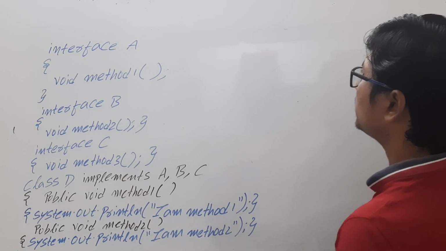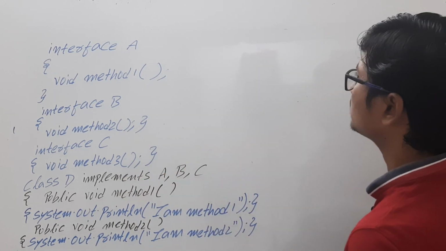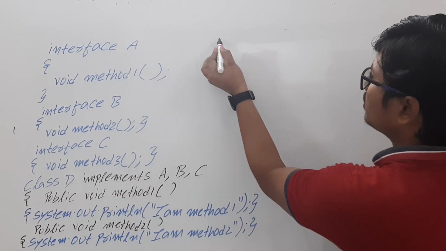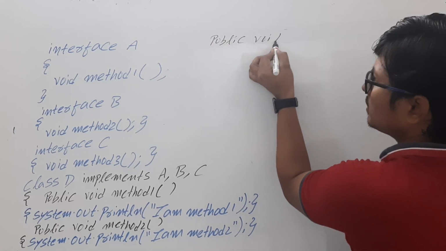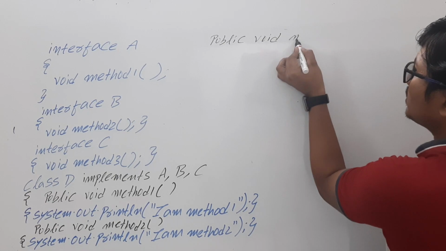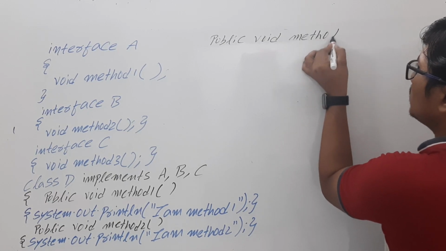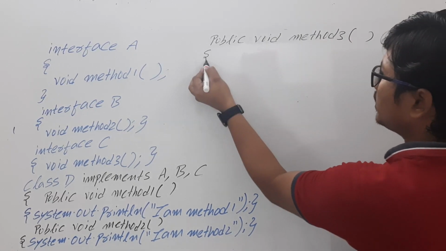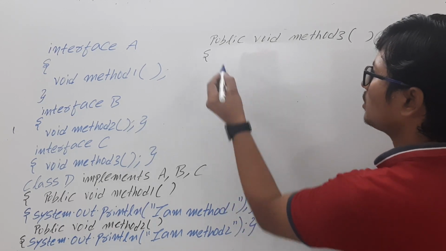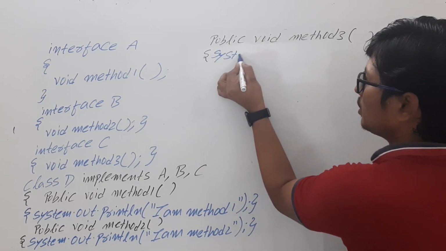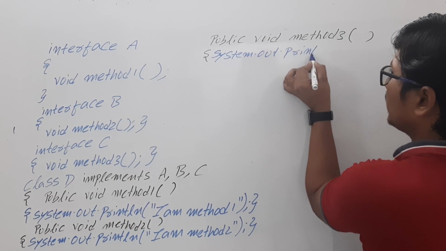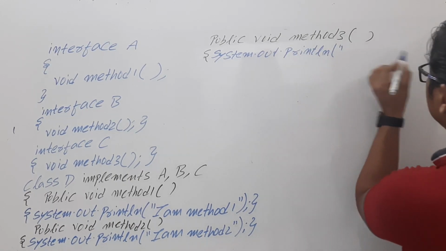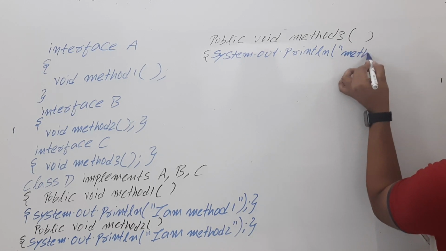Similarly, I need to provide the implementation for method3. So I will write public void method3. Then I can write system.out.println, and I can write method3. There is a space issue, so just let me write method3 only.